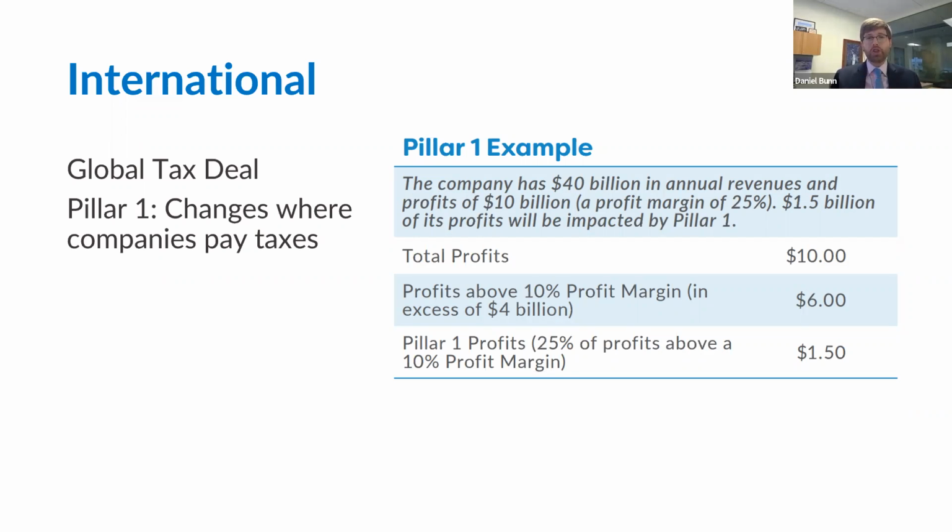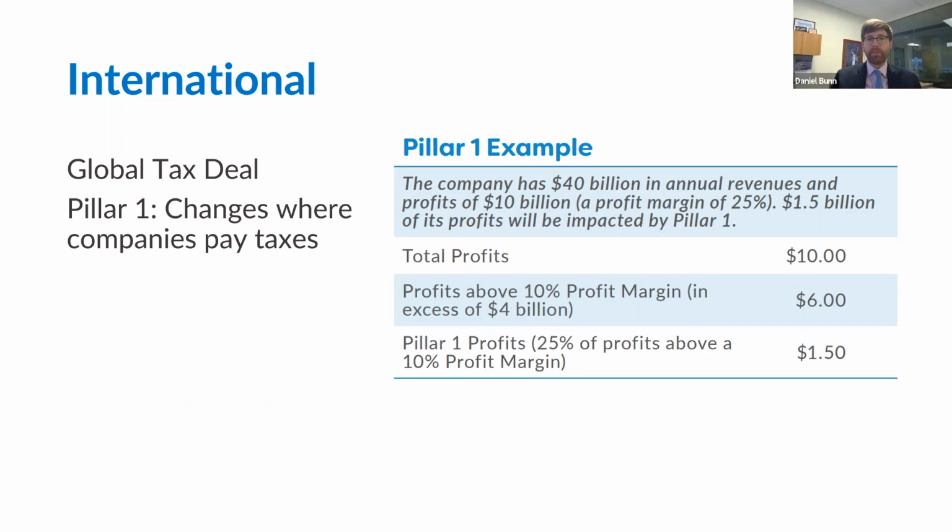Now, this is all extremely complicated, but I've tried to boil it down to a relatively simple table here because this is the basic way this would work. This is part of the global tax deal that has been in the news over the last couple of years. The most recent agreement was in October. There are model rules that are being rolled out, consultation papers and things like that. Pillar 1 of this global tax deal changes where companies might pay their taxes.